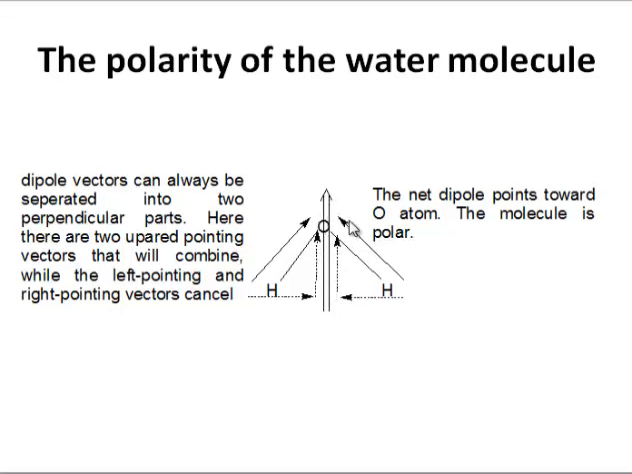The molecule is polar, and the net dipole, which comes of combining these bond dipoles, points in the direction of oxygen. Again, the upward parts combine, the rightward and leftward parts cancel each other out, and we combine these 2 dipoles to make one.